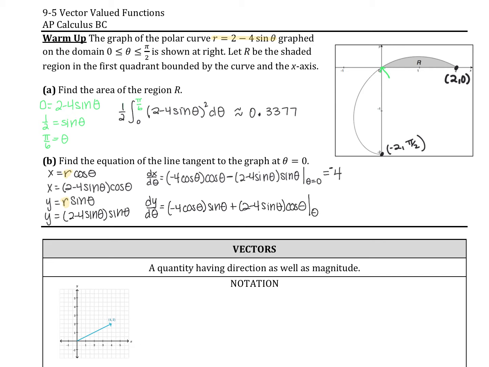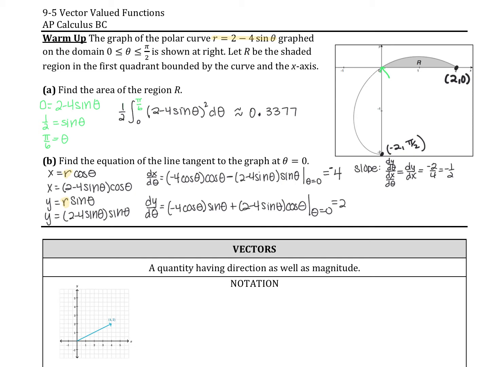And I'm going to evaluate that when theta equals 0. And when I do that, I get 2. So I know then that my slope, which is dy d theta over dx d theta, which when reduced gives me dy dx, equals negative 2 over 4, or negative 1/2. So my slope's negative 1/2.